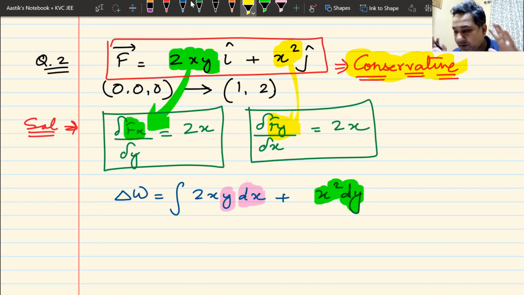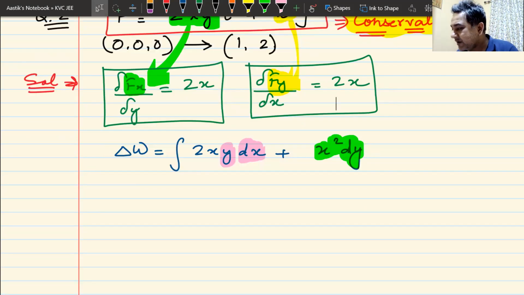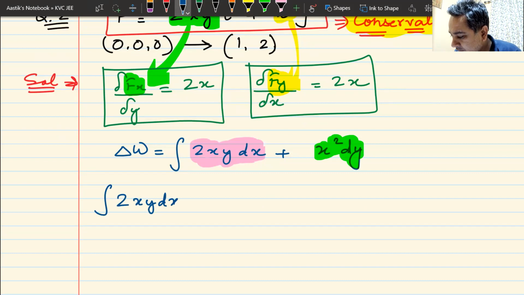I hope you understand the problem. With dx I have y, and with dy I have x. I can't integrate, and the force is conservative. How do I do it? It's a small thing that you have to understand here. What I'm going to do is take this entire thing out, and just for understanding, I will put it here like this, 2xy dx, and I will integrate it assuming that y is a constant. This is just a check.